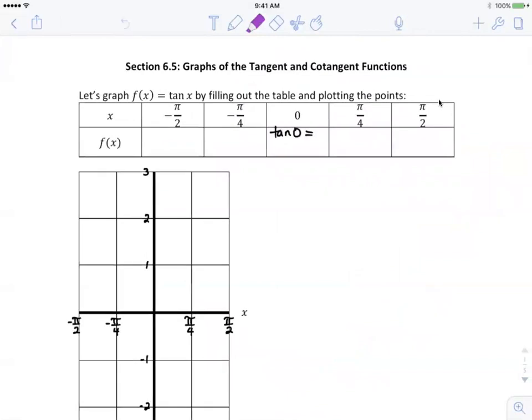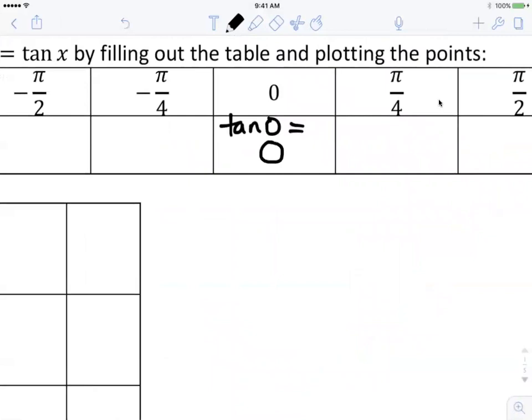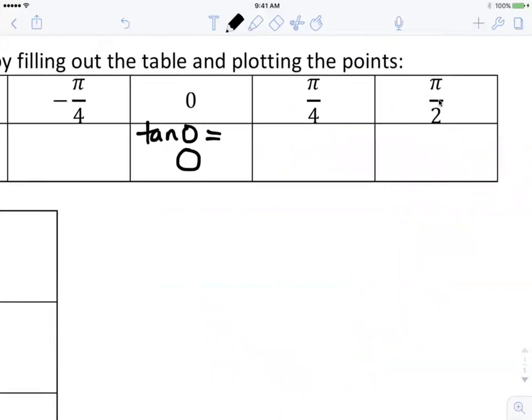So I know tangent of 0 is 0. Let's blow it up so it looks a little nicer, right? If I looked at pi over 4, that had the point root 2 over 2 comma root 2 over 2. So the ratio of those is equal to 1, right? Because they're the same. And then at pi over 2, the point was x 0, y 1, right? So that would be the ratio of 1 over 0, which is undefined because you get 0 in the denominator.